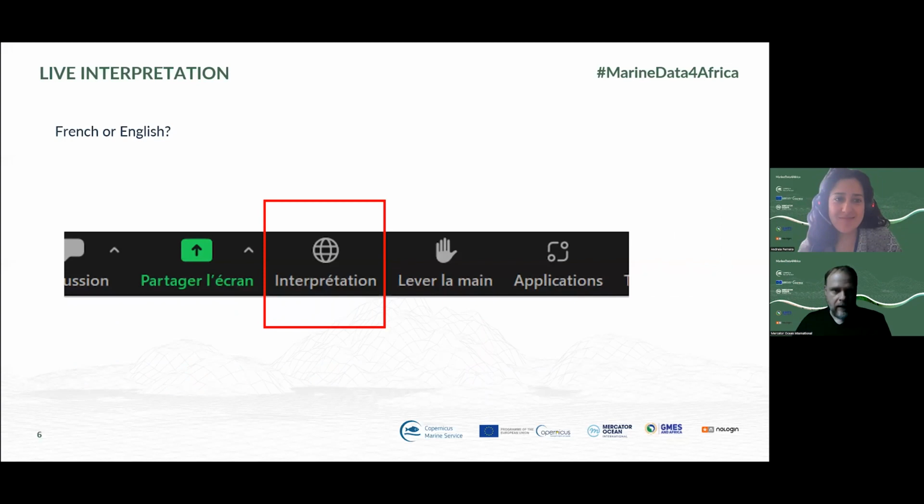And one more thing, which is quite important, we set up live interpretation for this workshop. So at the bottom of your screen, you have an interpretation icon. And if you want to follow the workshop in French, you click on the icon and you choose the French option. I will say that in French now, quite quickly. On a la live interpretation. Donc, vous avez le petit icône interpretation en bas. Vous pouvez cliquer ici et choisir l'option. And you can click your favorite language, which can be, of course, French or English today. Voilà. Thank you very much.